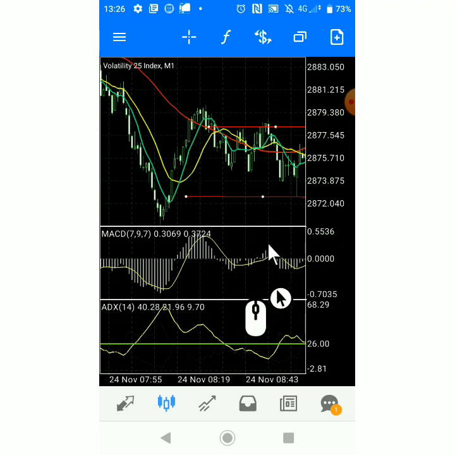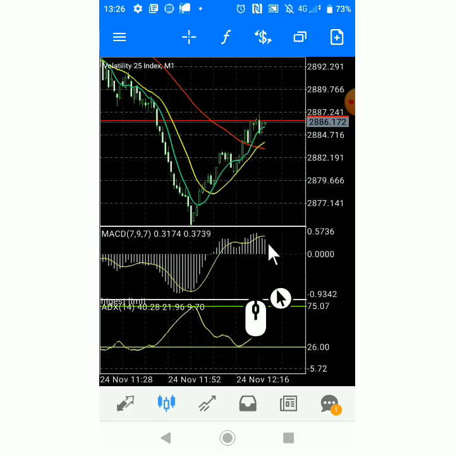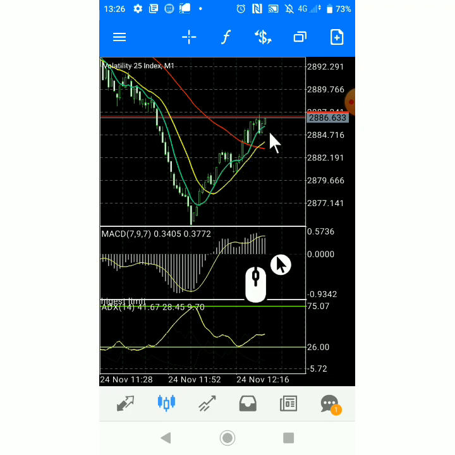Okay, now the next indicator we want to look at is our moving averages. Now let's go back to our traffic lights. The red means stop, the green means go, the yellow means get ready. So this is the 50 moving average.